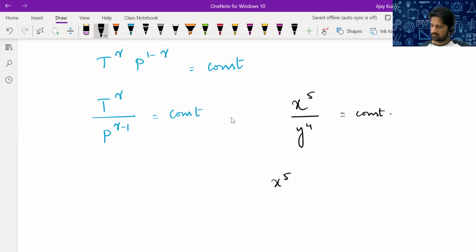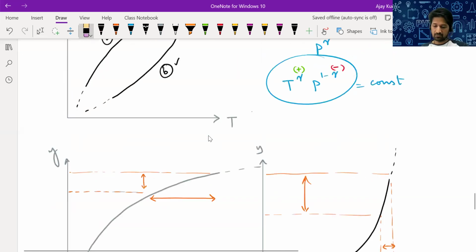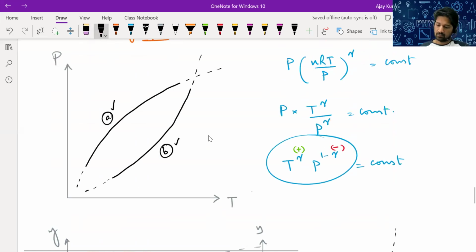So x power 5 should be proportional to y power 4. Now x is raised to the fifth power, y is only raised to the fourth power, but these two increase in the same manner. Then you tell me, should x increase more rapidly or y increase more rapidly? Y should increase more rapidly, correct? Because it's only raised to the fourth power, but it should compete with the fifth power to which x is raised. So y will have to rise more rapidly compared to x. Now, what do we have on the y-axis? Pressure. Pressure will have to rise more rapidly. Then the answer will be option B.